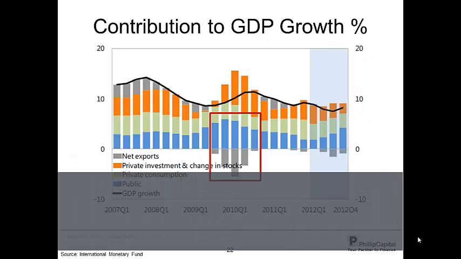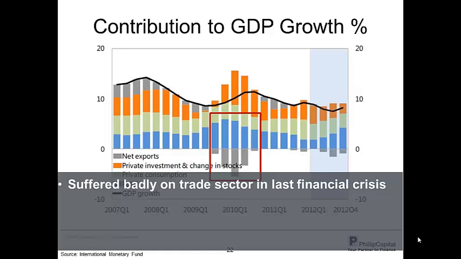China also suffered badly on their external trade sector in the last global financial crisis. As global demand for Chinese products waned, the government spent heavily on infrastructure to boost economic growth. If the Eurozone debt crisis were to escalate into a global financial crisis, the Chinese government is likely to adopt the same fiscal policy again. It has served them well in the past and will likely tide them over the next crisis as well.